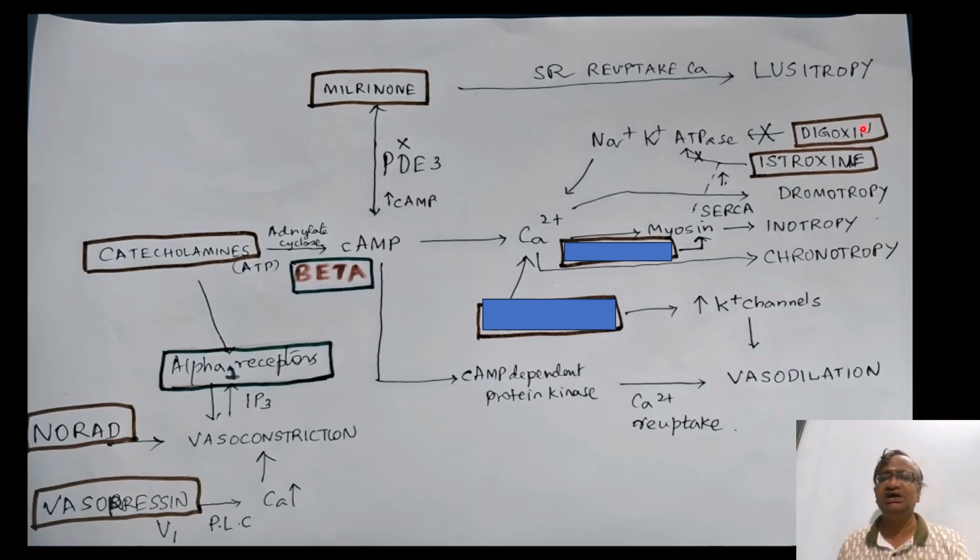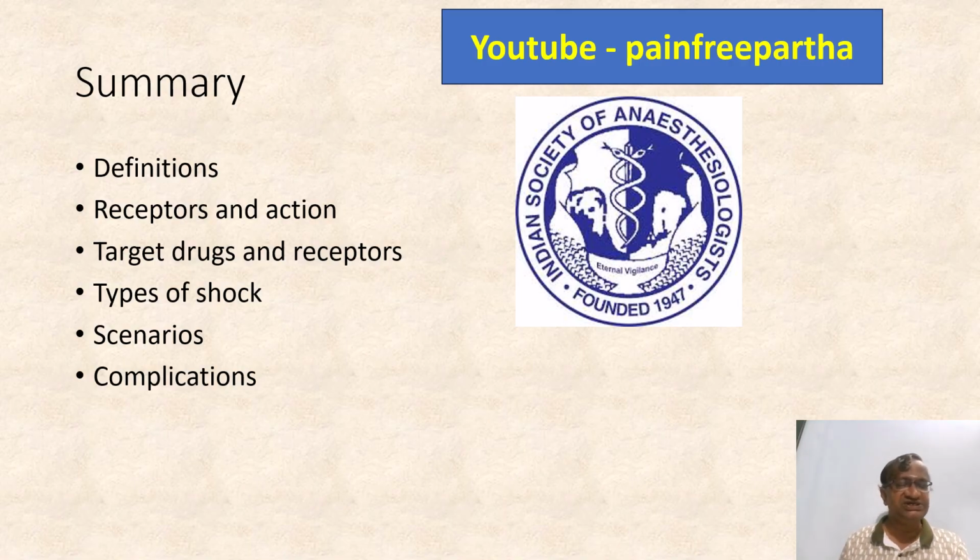Now I give digoxin, sodium potassium ATPase, calcium. Istaroxime is also there, but istaroxime has also got action on the SERCA. Now you see there are other drugs like Omecamtiv, direct myosin stimulation, inotropy. Levosimendan, it increases intracellular calcium sensitivity, causes myosin to increase inotropy. So this is the basic picture that we should always remember before starting or approaching any type of shock. So what is the definition? Receptors, action, target, types of shock, scenarios, and complications.